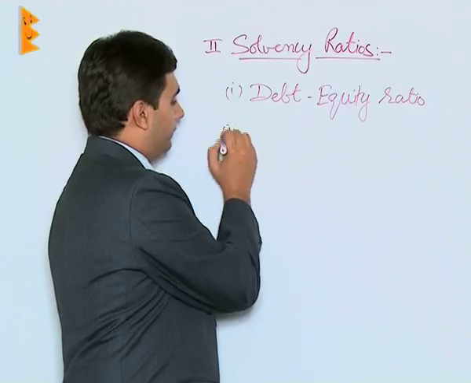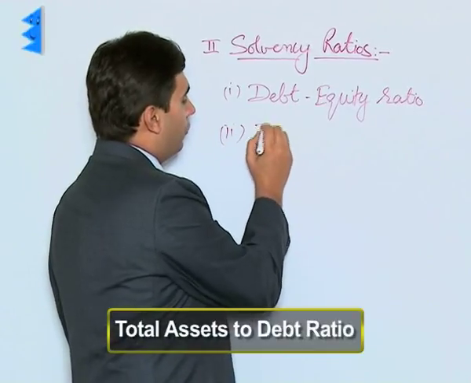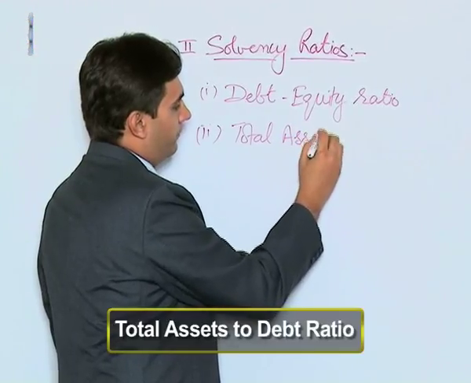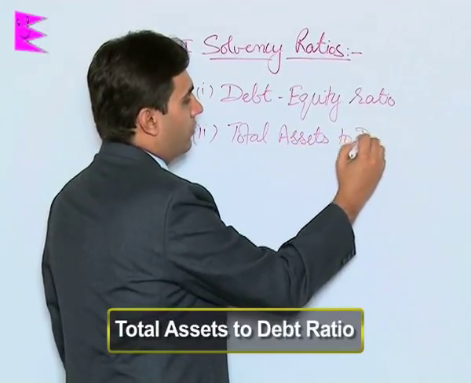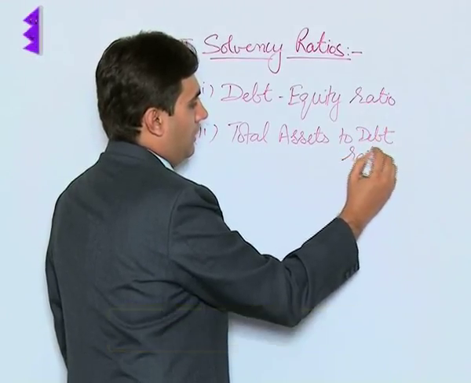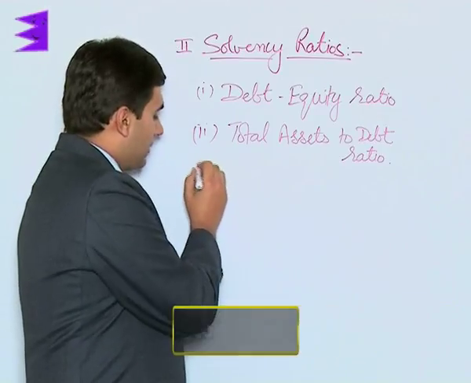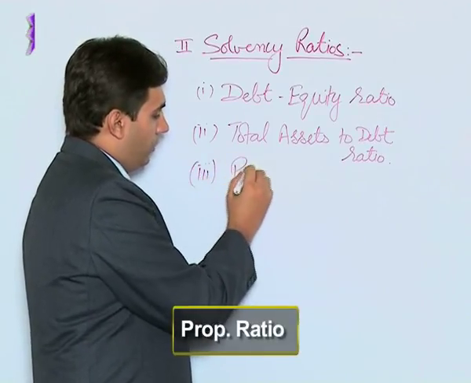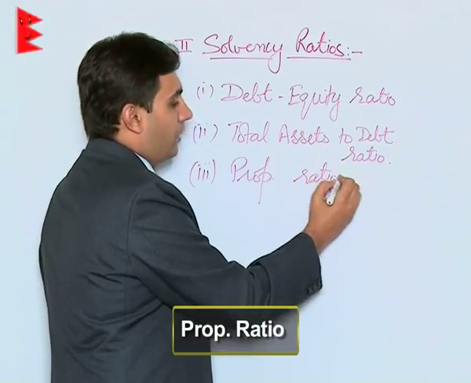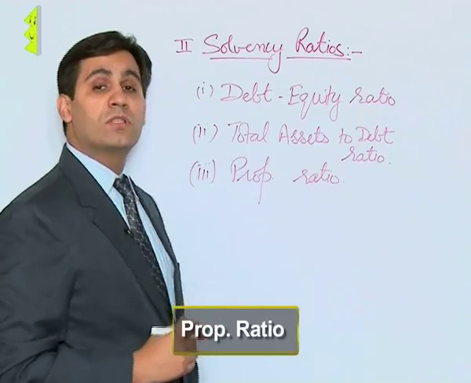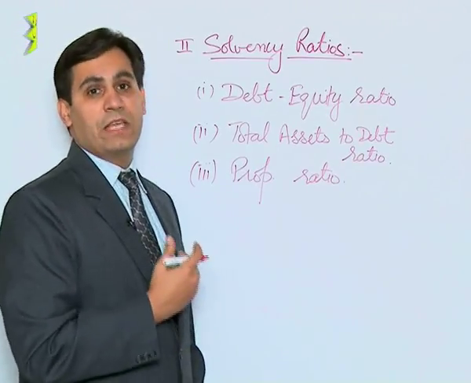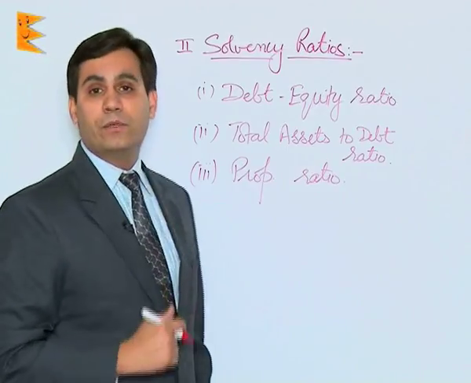Then we have total assets to debt ratio. And lastly, proprietary ratio. So each of these ratios has a different significance, which we'll learn as and when we carry on. So let us start with debt equity ratio.